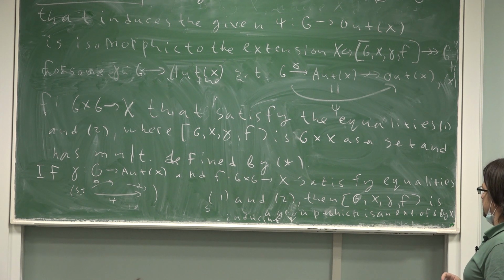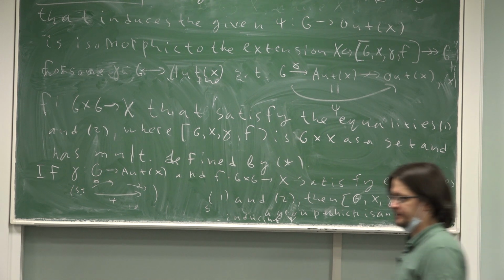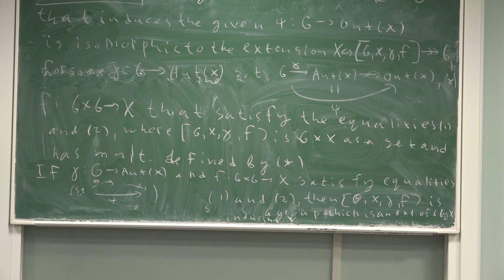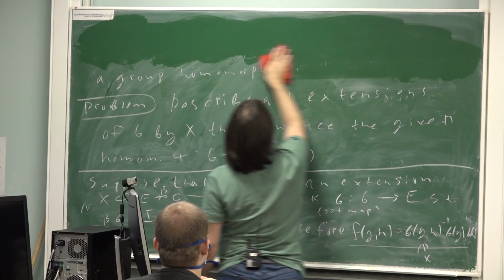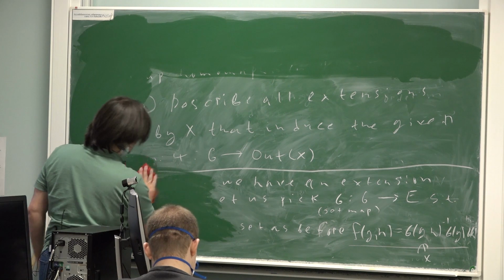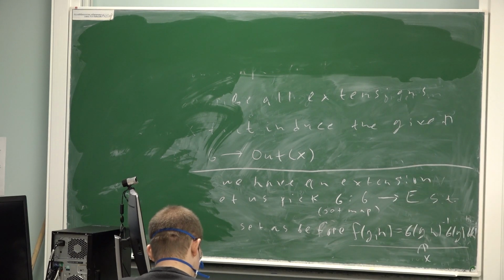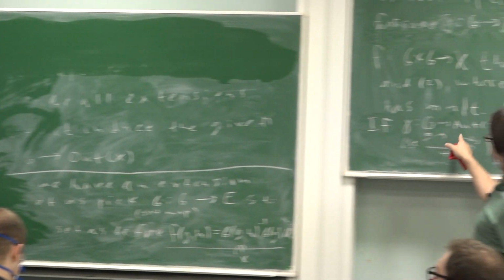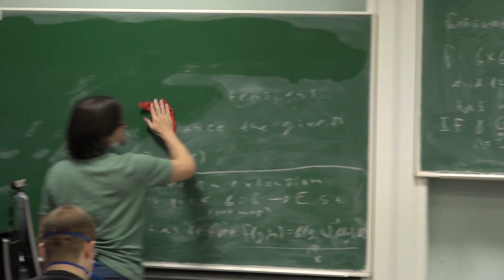And if we have an extension, then such gamma and F can be constructed. But now the question is for which G, X, and psi such gamma and F can be constructed. Gamma, of course, can be constructed simply as a lift of psi, because here we have an epimorphism, and we can make the set-theoretic section. But how to define F is not clear.